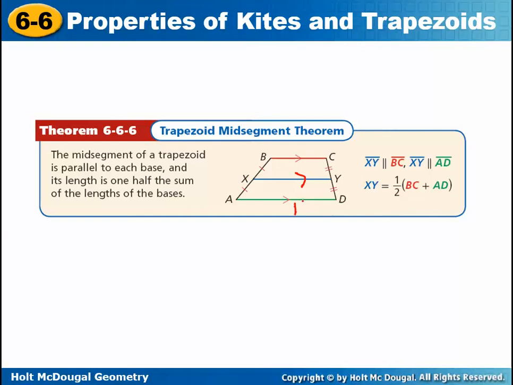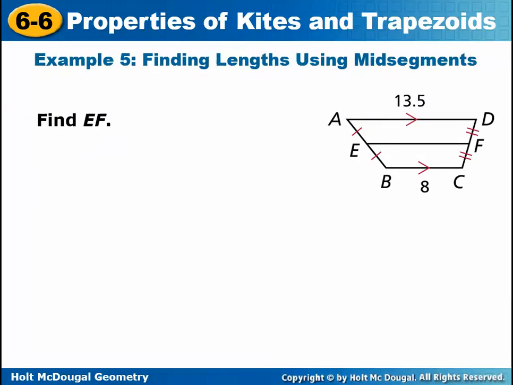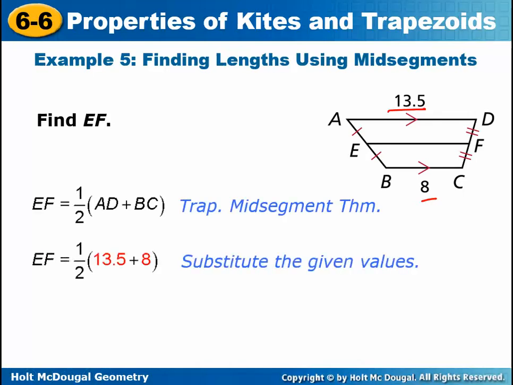So if I knew this was 10 and this was, I don't know, 6, I would take 10 plus 6 and divide it by 2 to find out that xy would be equal to 8. So you add the two bases together, divide by 2, that gives you the midsegment length, which is nice for solving problems. All I have to do is add the two bases together and divide by 2. So 10.75.